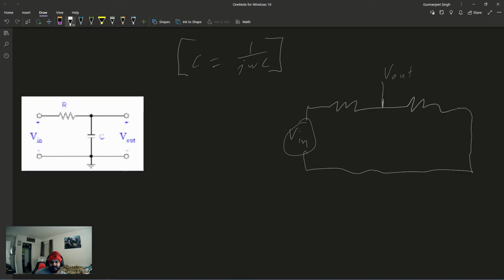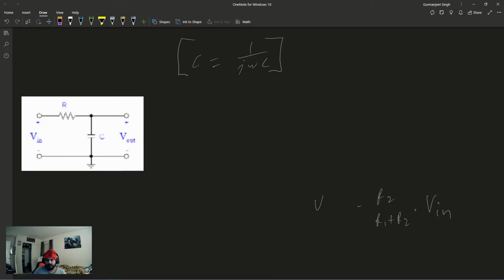An easy way to find V out would be through voltage division. I'm pretty sure you should already know what voltage division is by now. Essentially, let's say this is R1 and this is R2. Then V out would be equal to R2 over R1 plus R2 times V in, the voltage that is coming in. This is voltage division, and it can be used with regards to this circuit as well because we are seeing the capacitor as an impedance. So let me get rid of all of this real quick, and then we'll do voltage division, but with the capacitor.